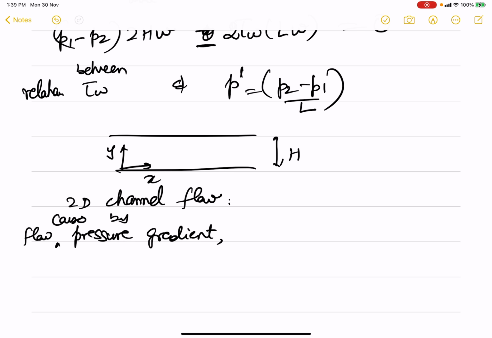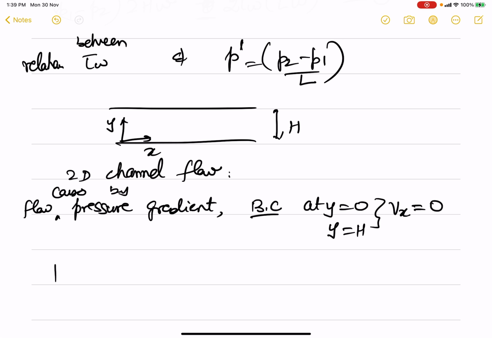So when flow is caused by pressure gradient, then the boundary conditions we use are at y is equal to 0 and y is equal to h, Vx is equal to 0. And this flow which we have done is referred to in the fluid mechanics literature as Poiseuille flow.